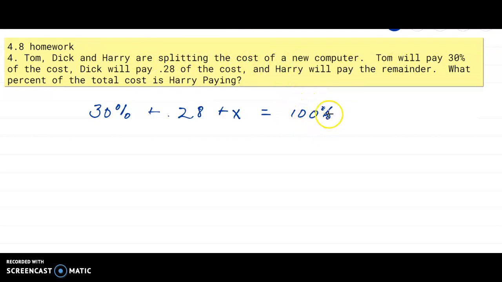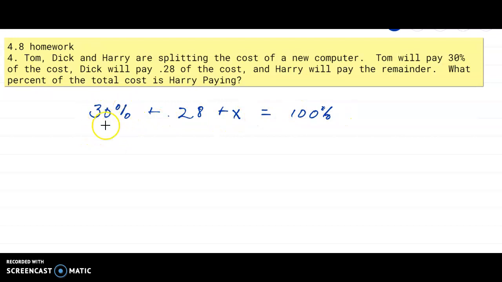Okay, it doesn't matter how much the computer costs. It could be $150 or $3,000. What we're looking at is portions of that total amount. So one person's paying 30%, and one person's paying 0.28% of the 100%. So you have to remember how to convert percents to decimals, or decimals to fractions. You have to remember the notes that we've taken on that, because you can't work with numbers that are written out differently.